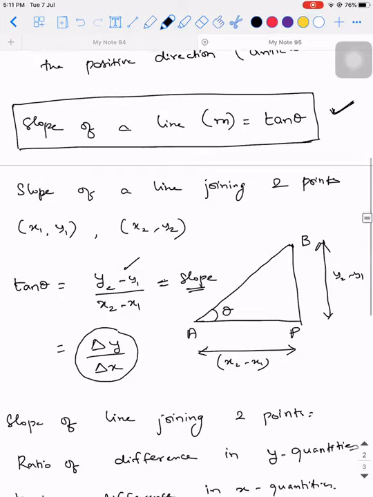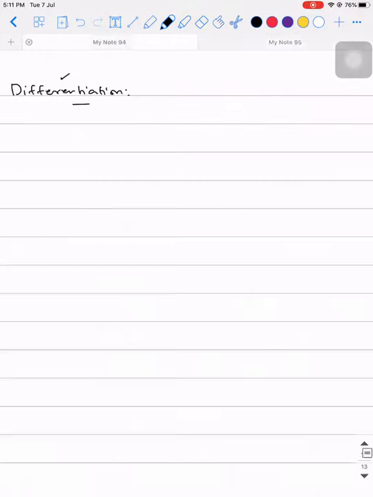Then what is the slope of the line joining two points? This also I told you. There are 2 points x1, y1 and x2, y2. The slope of the line joining these 2 points is given by the expression y2 minus y1 divided by x2 minus x1. That is the difference in the y coordinates divided by the difference in the x coordinates. By now you should have understood what a slope means. And slope is defined only for a line.